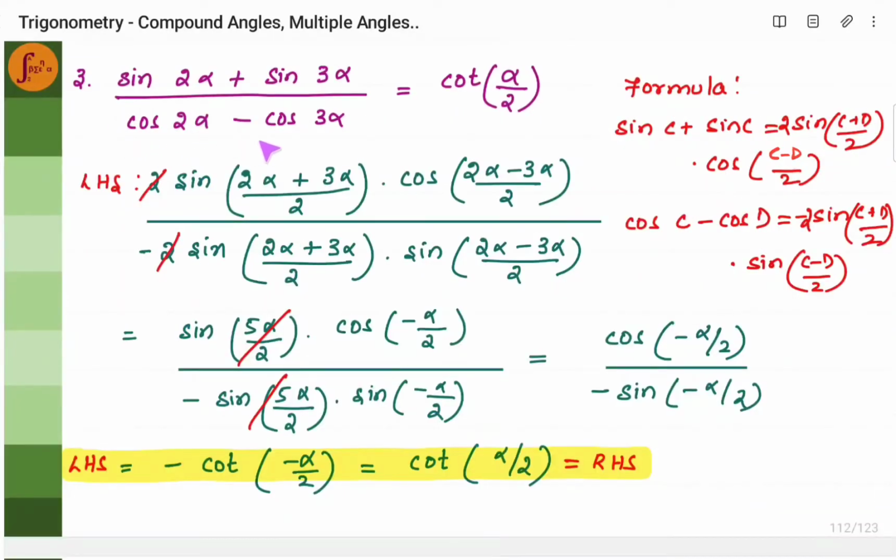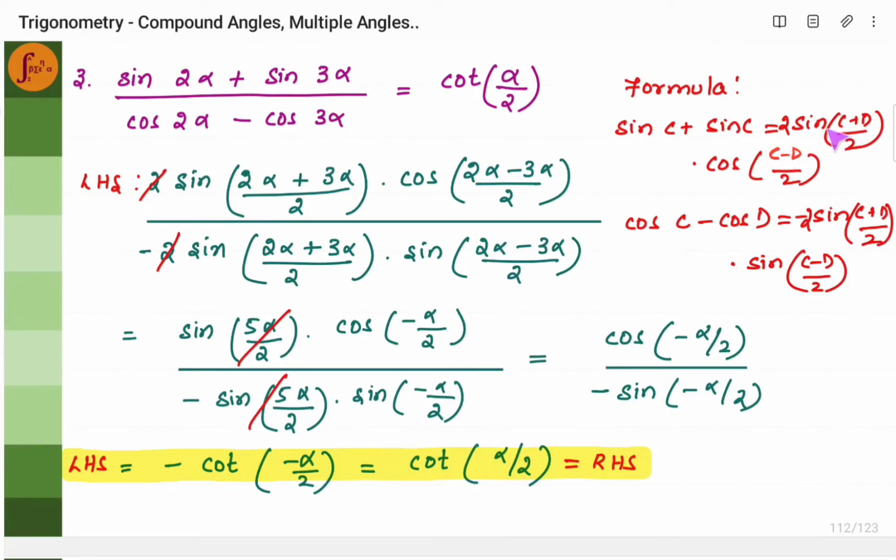Now let's go to the third problem. Similar to the second one, we have to prove that sin 2 alpha plus sin 3 alpha by cos 2 alpha minus cos 3 alpha is cot of alpha by 2. Right? Now, let's first figure out the formula. This is sine and sine. Sine and sine is the first formula because there is a plus sign. So the first formula is the sine cos combination, right? This is the formula.